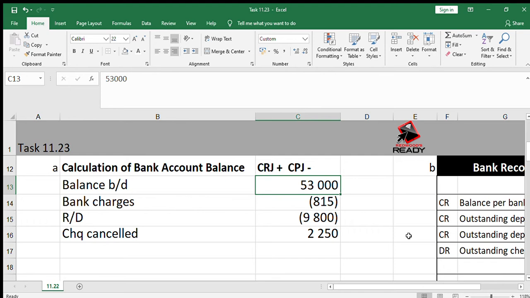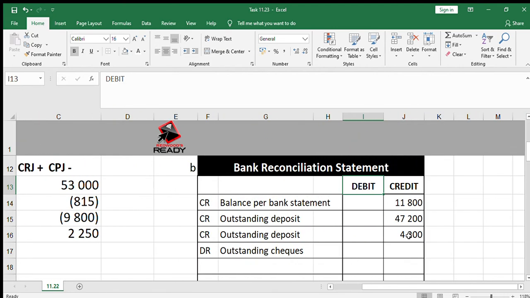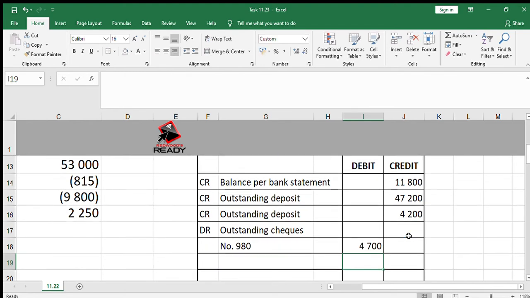Okay, then number 6, check number 980, dated 22nd September, not reflected on the bank statement. Okay, so it's not a procedure check or anything. It's just a check that was not yet deposited by the payee. So we're just going to list it as an outstanding check here. Okay, so this is check number 980 for 4,700.